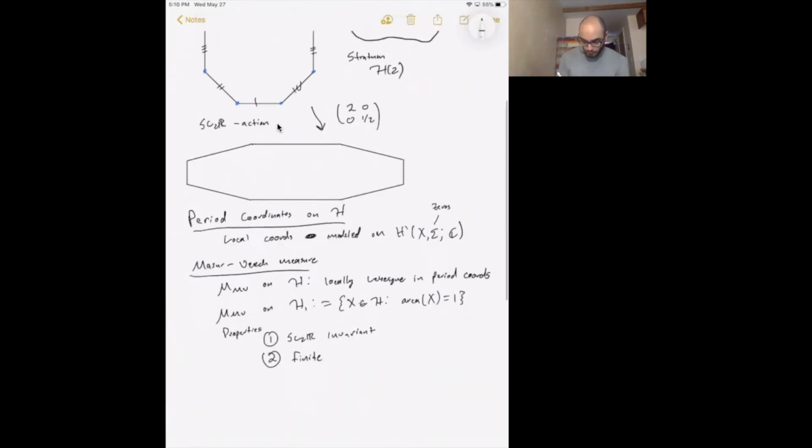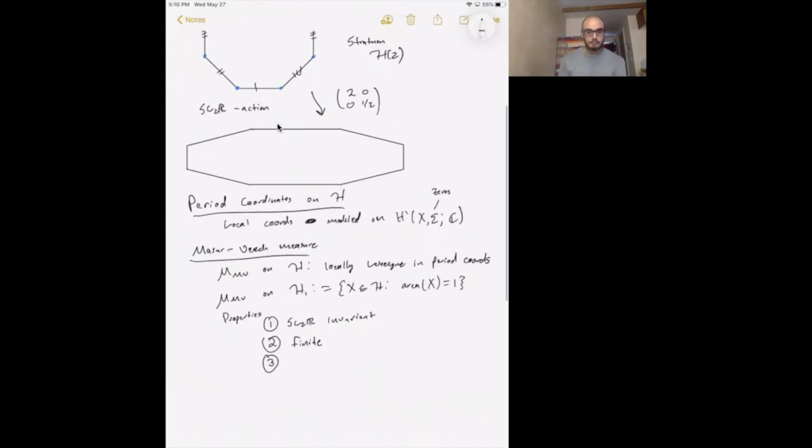So you could, for instance, normalize it to make it a probability measure, but the total mass is also an interesting thing, so sometimes you don't want to do that. For this talk, it doesn't matter so much. And then the third thing is that it's ergodic with respect to the SL2R action. So these are quite nice properties, and they put you in good shape to do ergodic theory.